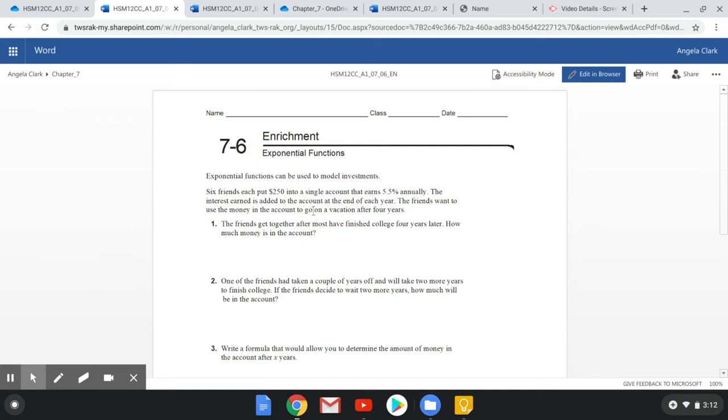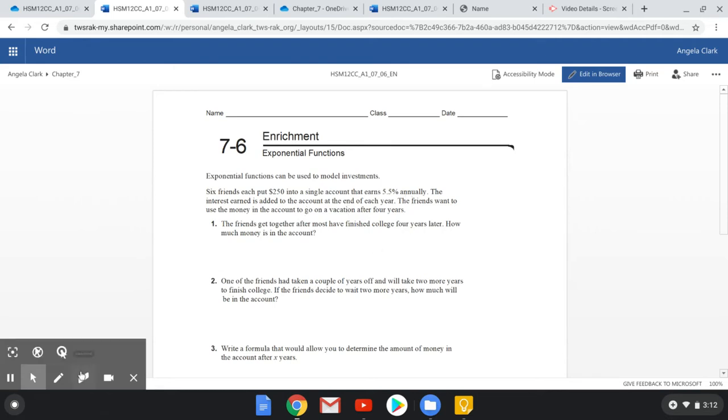The interest earned is added to the account at the end of each year. The friends want to use the money in the account to go on vacation after 4 years. So we want to figure out how much money is in the account after 4 years. So we're going to make an equation that's going to let us figure that out.